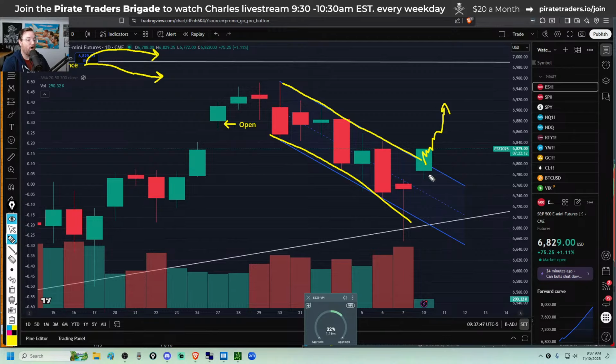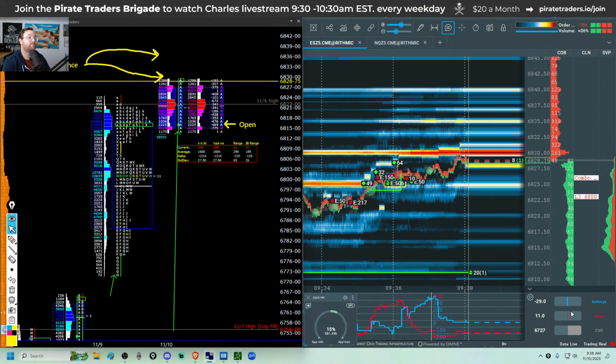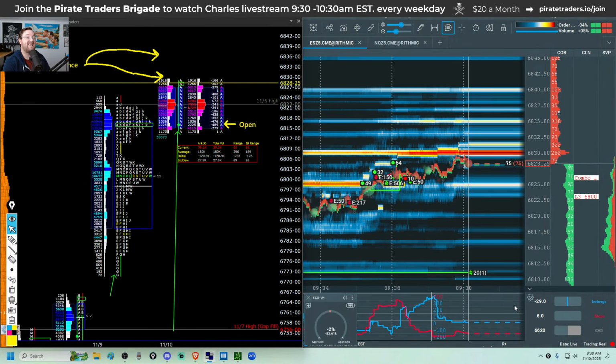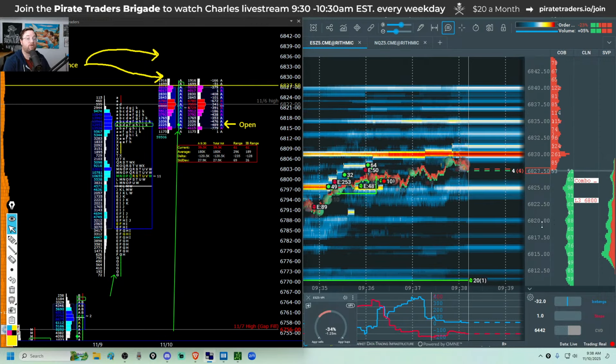But so far, we have not seen evidence of that. We either need the pullback to 6,800 and support there as evidence, or we need to see new buying up here as evidence. And until we've seen one of those two, we should not be Nostradamus. We should not be predicting it's going to successfully break out. We should wait for the market to tell us it's successfully breaking out through its perspective.